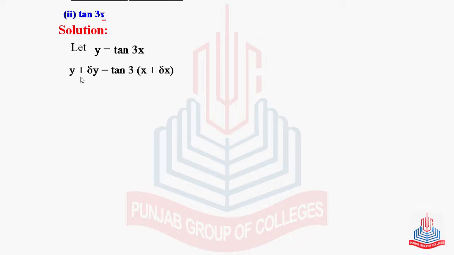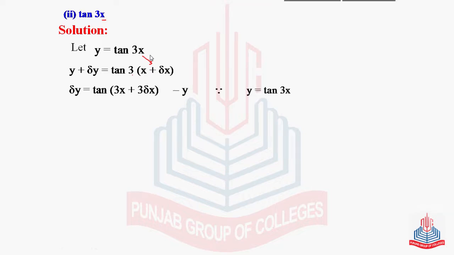So the first step is y plus delta y, and on the right hand side that will become tan of 3 times x plus delta x. This x is just replaced by x plus delta x, and delta y will become tan(3x plus 3 delta x), by multiplying this 3 to x and delta x, minus y. And we know that the value of y is tan 3x, so just put y equal to tan 3x here, and this will become delta y is equal to tan(3x plus 3 delta x) minus tan 3x.